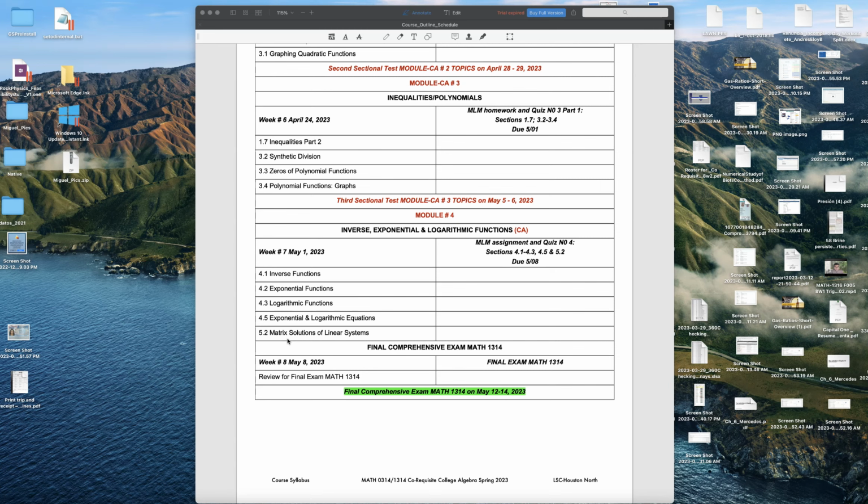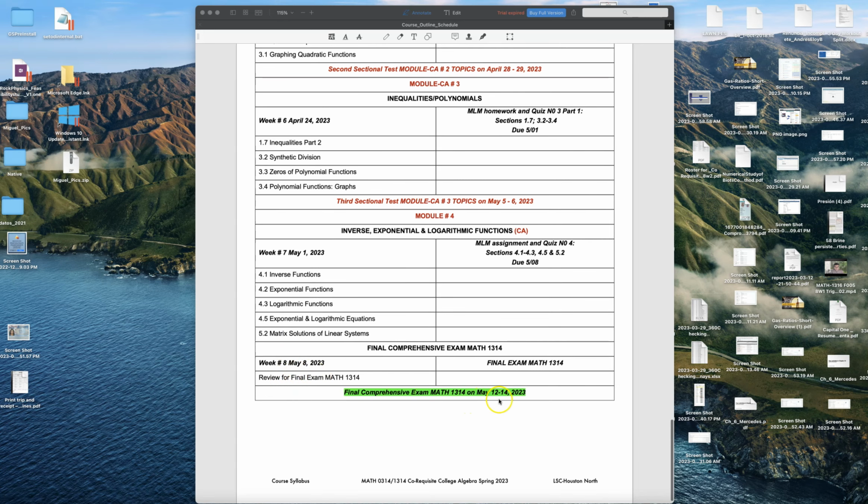Besides that, the week ahead on May 8 is going to be a final review, and your final exam is scheduled for May 12th. Be aware that there is no makeup for this last test.